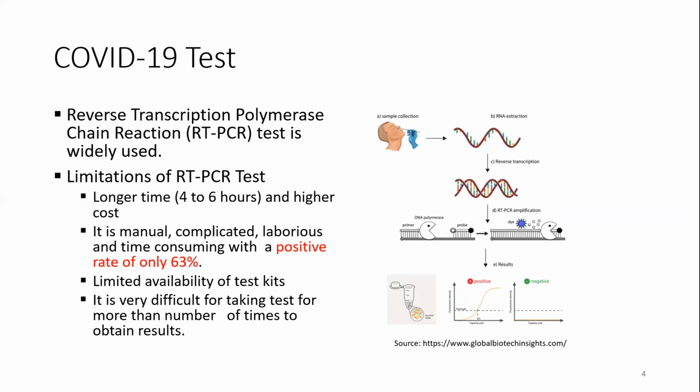There are so many limitations in the RT-PCR test. It takes a longer time. It is manual, complicated, and time consuming. It displays the result with a positive rate of only 63%. There was limited availability of test kits in the earlier stage. It is very difficult to take tests many times to obtain the results.